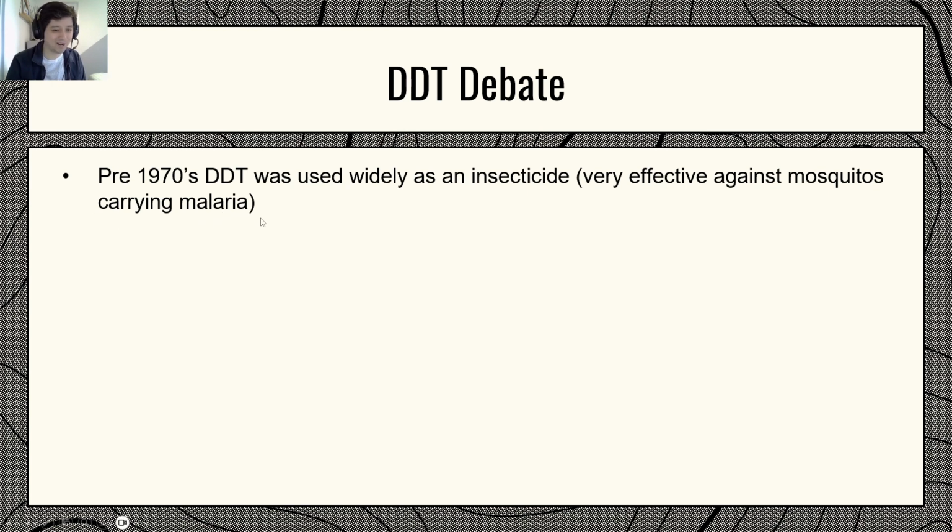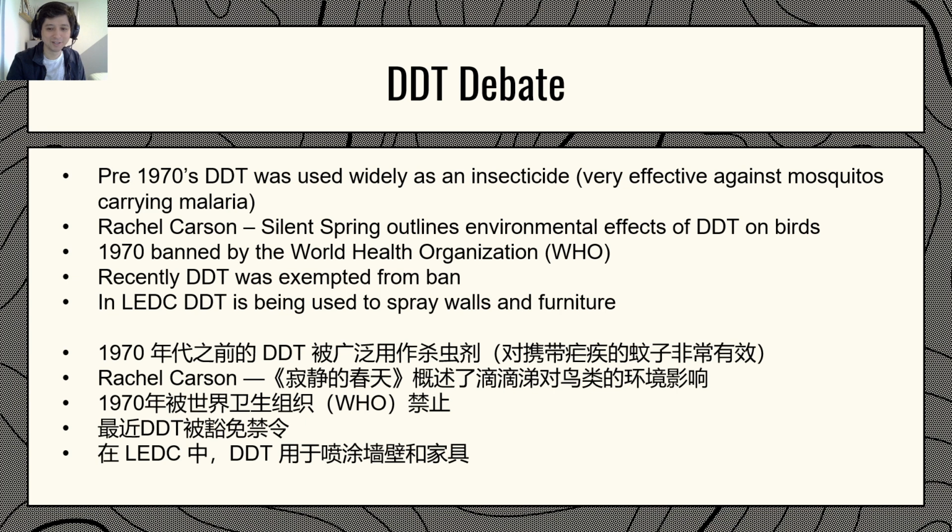Malaria is a disease very common in Africa. It's a very terrible disease, very common throughout the world, and DDT was very effective in containing its spread because it killed mosquitoes. Mosquitoes were the ones spreading malaria. So it was very important for this battle, right?